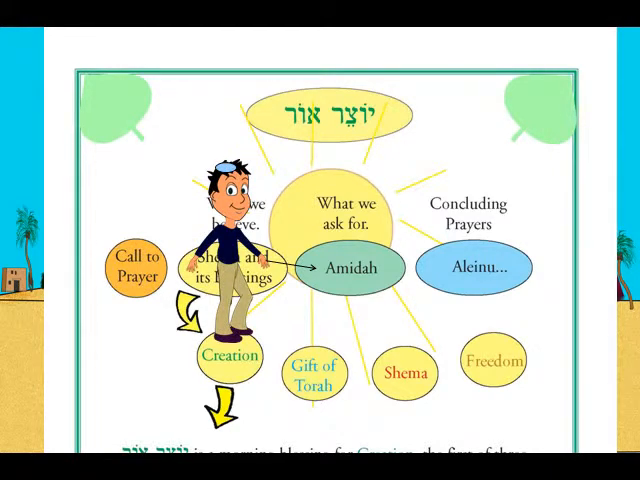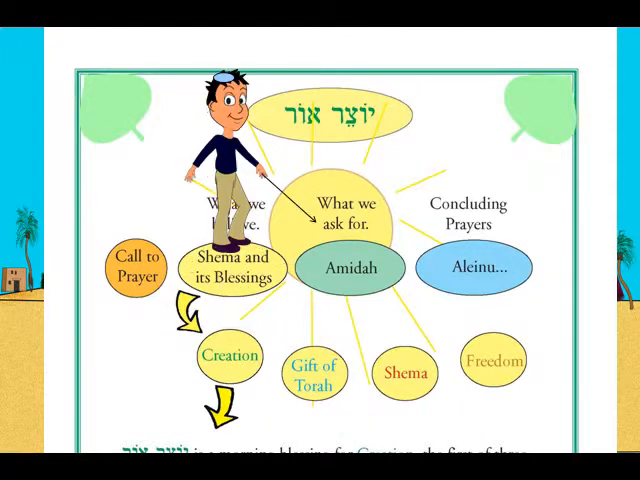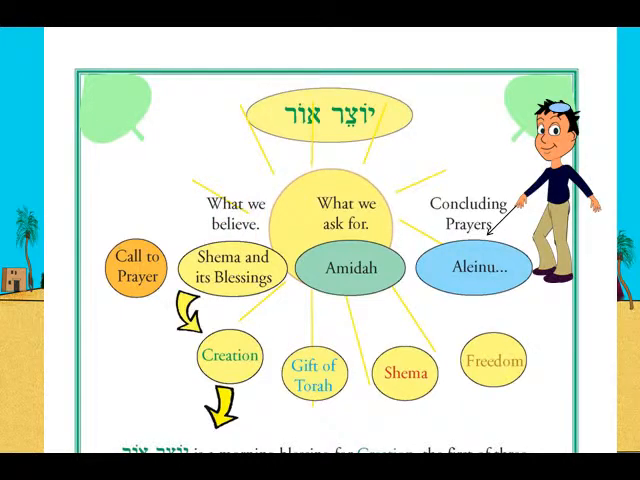After Shema and its blessings, we move on to the Amidah. Some congregations refer to this prayer also as the Tefillah. The Amidah is the central prayer of every service. In the blessings of the Amidah, we talk directly to God. We ask for things for ourselves and our community. Services conclude with specific prayers. For example, Aleinu is one of the concluding prayers of every service.